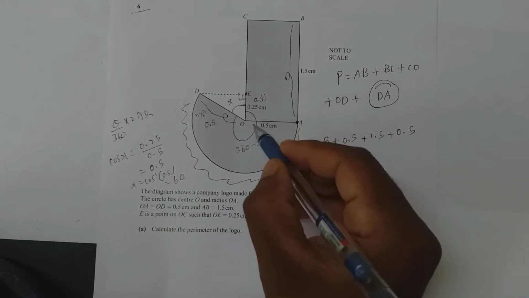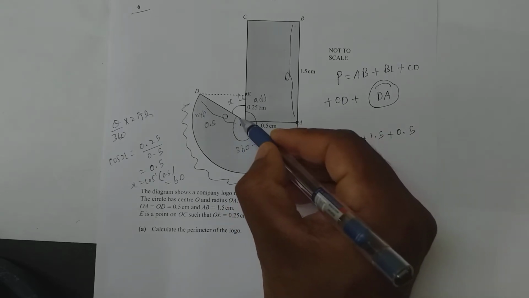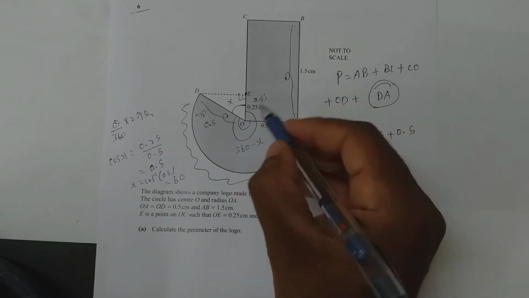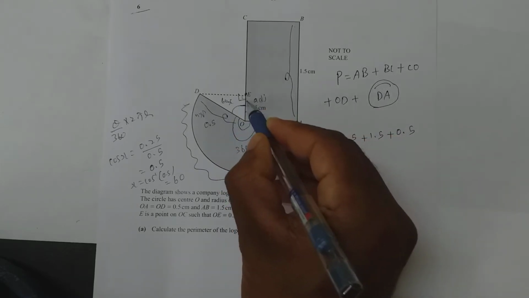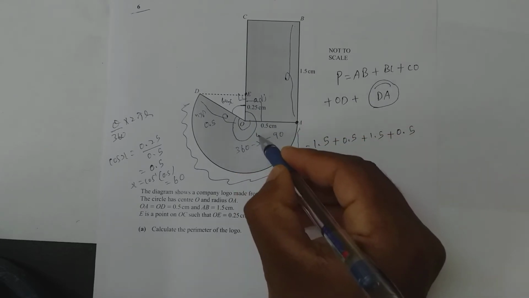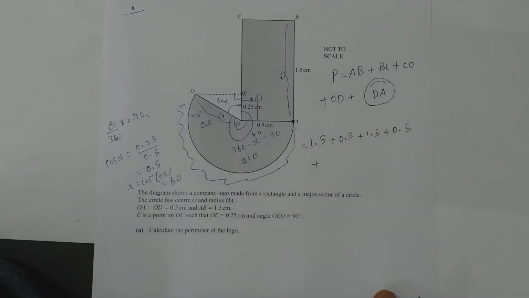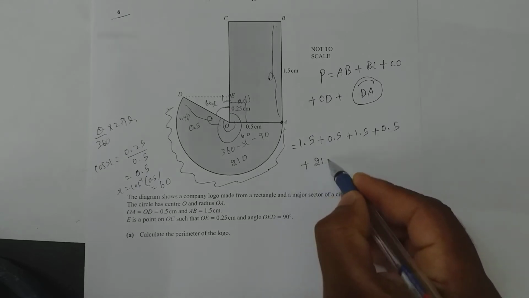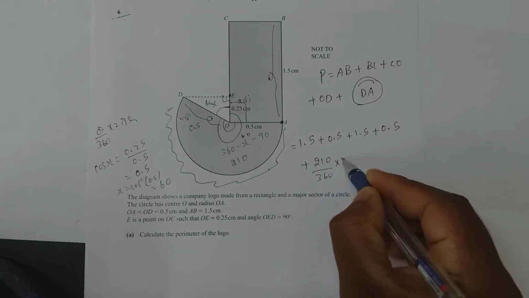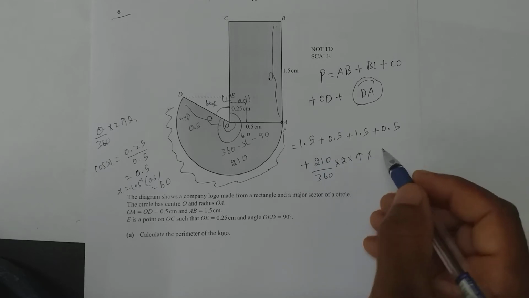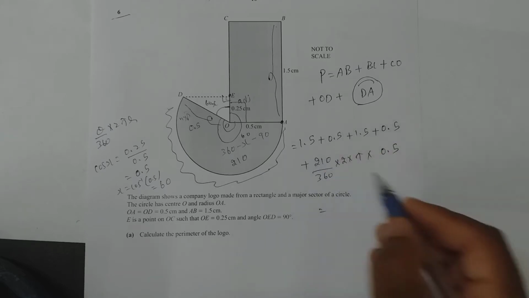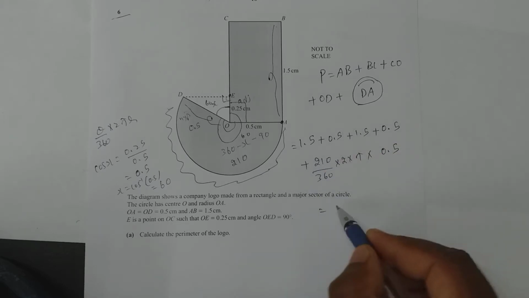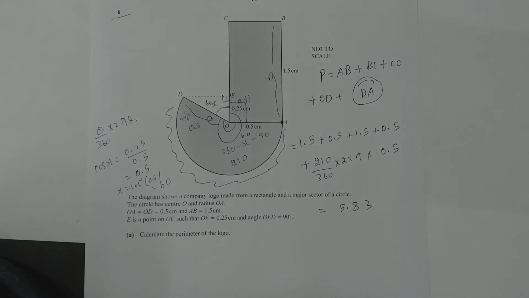To get this arc length I need only this angle, not the whole. So till here it is 60, minus even this 90 as well. So x is 60. So this becomes 210 now. So arc length DA is now 210 by 360 into 2 into pi into the radius, which is 0.5. Place this entire thing in the calculator. You get 5.83.